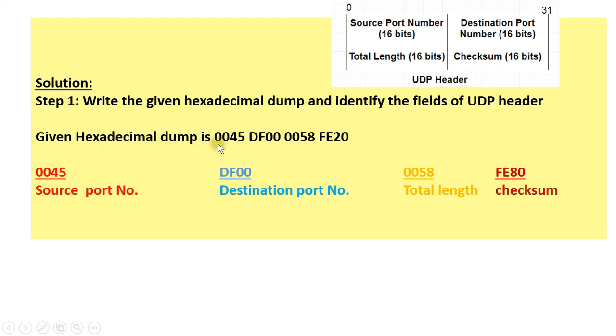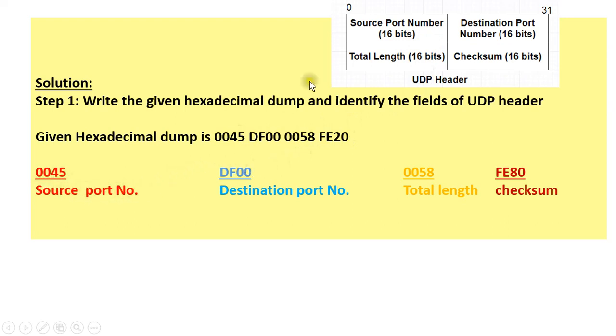Now given hexadecimal dump is 0045, DF00, 0058 and FE20. The given hexadecimal dump of 16 digits is arranged in 4 chunks, each of 4 hexadecimal digits, because each chunk of 4 hexadecimal digits with 16 bits will help us to identify the fields of the UDP header. Now first chunk of hexadecimal digits is 0045.